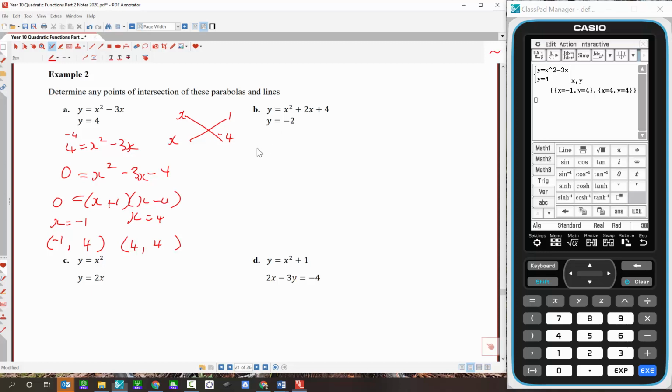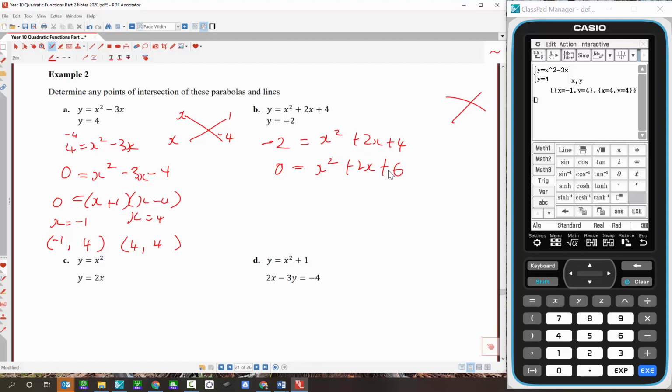So we're going to go negative 2 equals x squared plus 2x plus 4. All right, so now what I'm going to do is add 2 to both sides: x squared plus 2x plus 6. Okay, and what I want to do is check when this is equal to 0. So let's attempt a null factor law. So we'll try to factorize. So it's going to be 6, 1, 2, 3, x. Nope, it's not going to factorize.